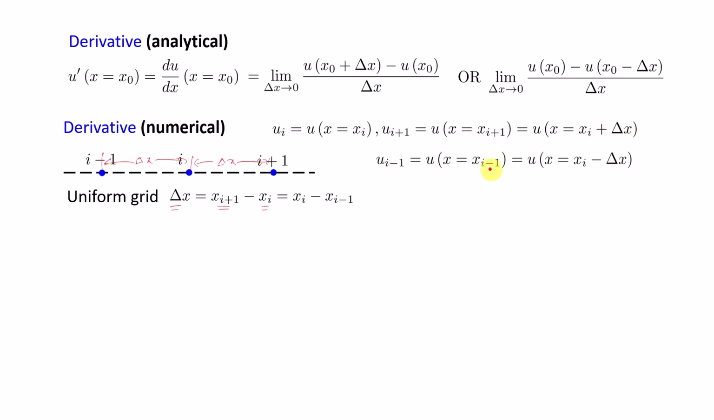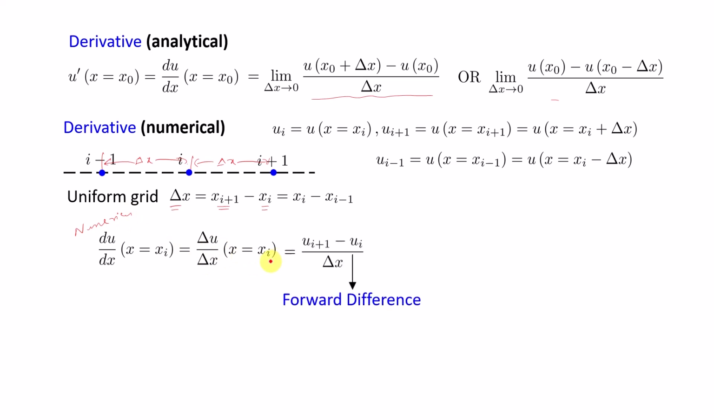Similarly, i minus 1 is u at x equals xi minus 1. We can write this as u at xi minus delta x. Therefore, taking a cue from the definition of the analytical derivative, we can write this du/dx at x equals xi. This is now numerical, and that should be del u/del x at x equals xi. And here we are not using the limit anymore.